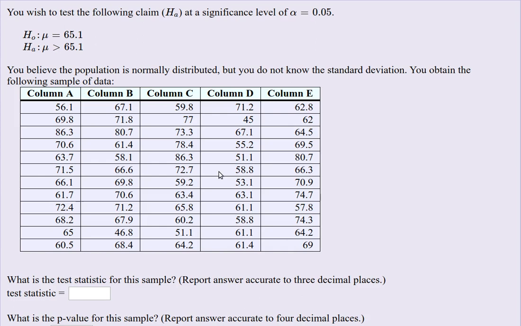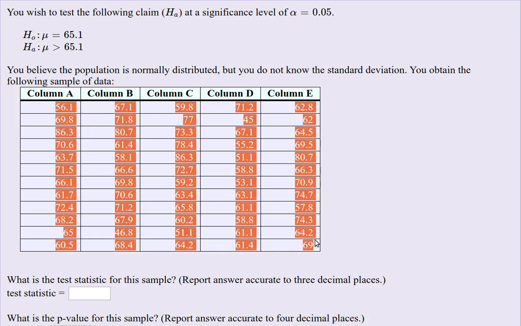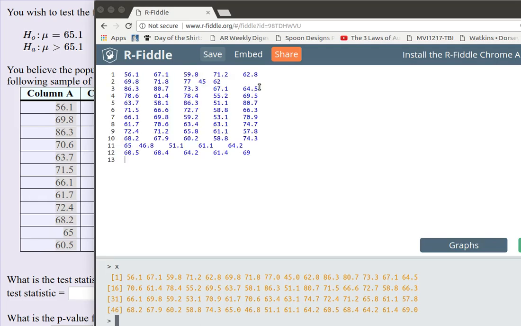We need to take that data and get it into R. So what I'm going to do is simply copy this data, copy that data, and paste that data into R. So we've got it pasted into R. Now we need to adjust it so that it can be read by R.